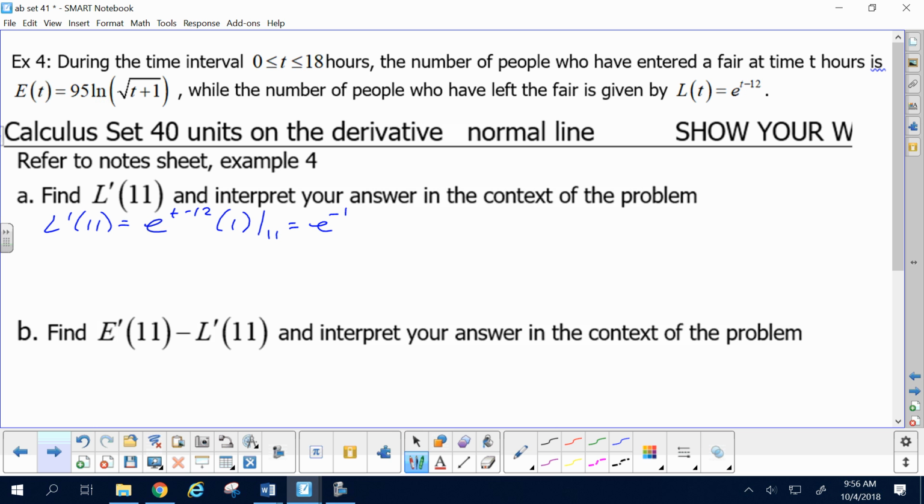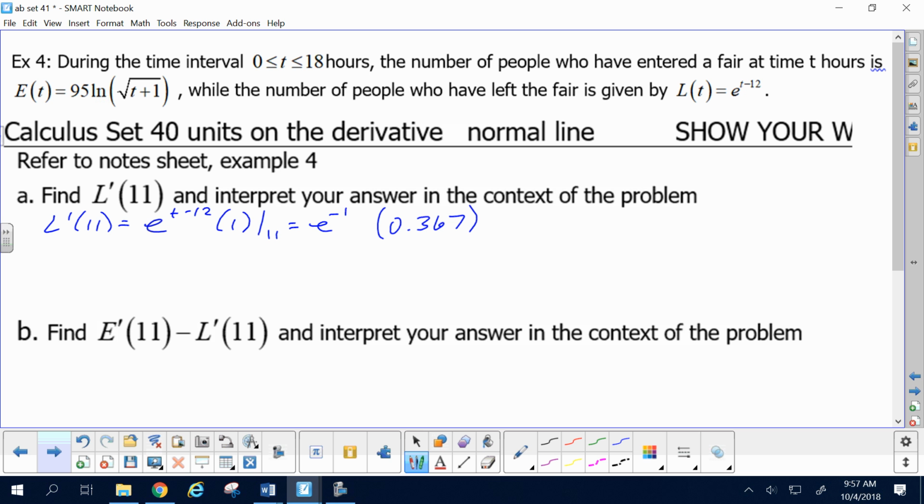Okay, did you get L prime at 11 is either e to the -1, or if you use your calculator, it might be something like 1 divided by e. E to the -1. 0.367, yes?